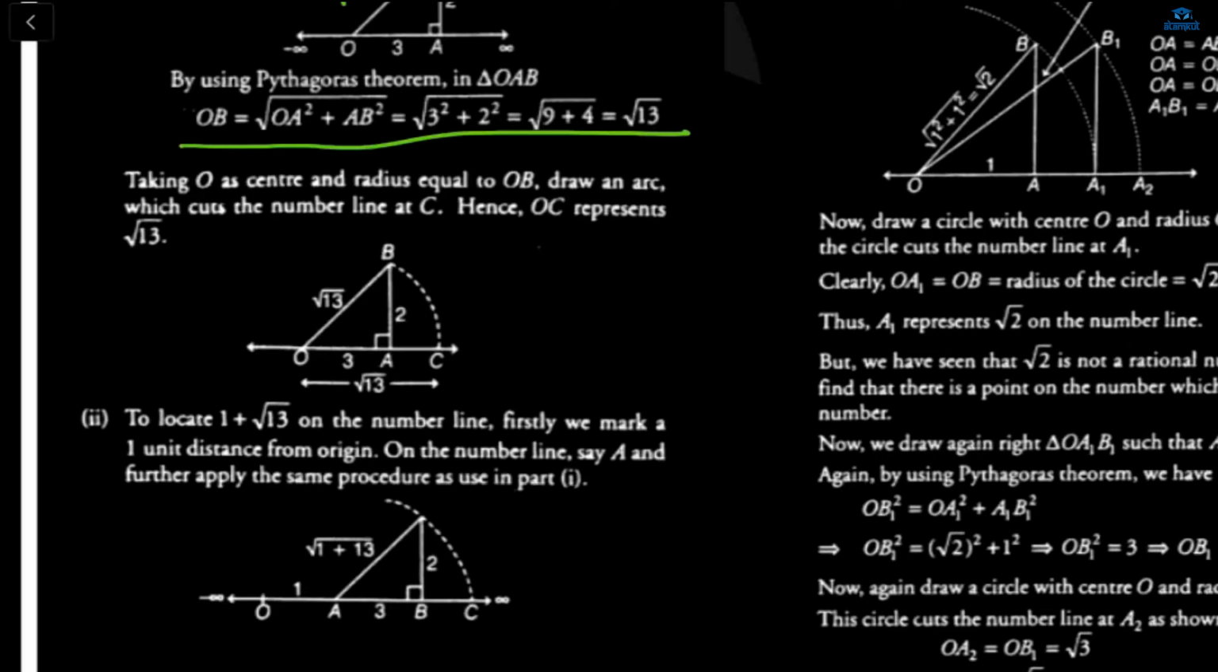Root 13 one is easy, because you can just directly split 13 into 9 and 4. That means you got 3 and 2. Okay, Shazan, this one is clear. Root 13. Ma'am, can you explain?